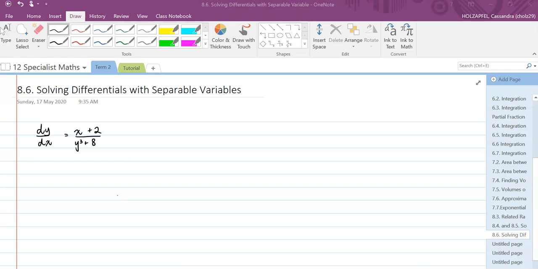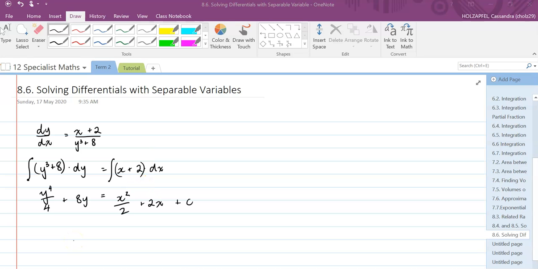What we're going to do is pop the y's with the dy's, and pop the x's with the dx's. Now, how do we go about solving these particular functions? Well, we're going to integrate each side with respect to its particular variable. On the left-hand side we integrate with respect to y, and on the right-hand side we integrate with respect to x. So let's go ahead and perform those integrals.